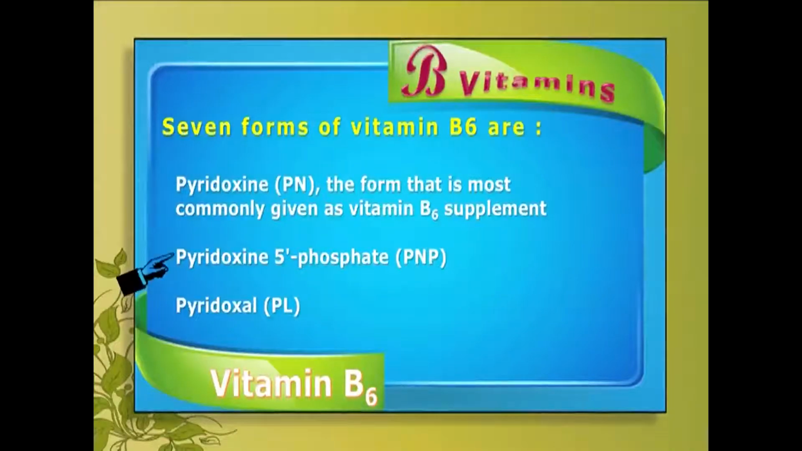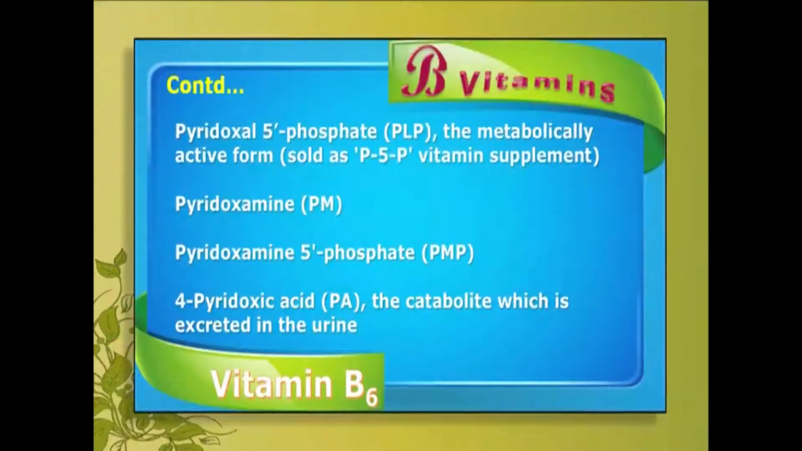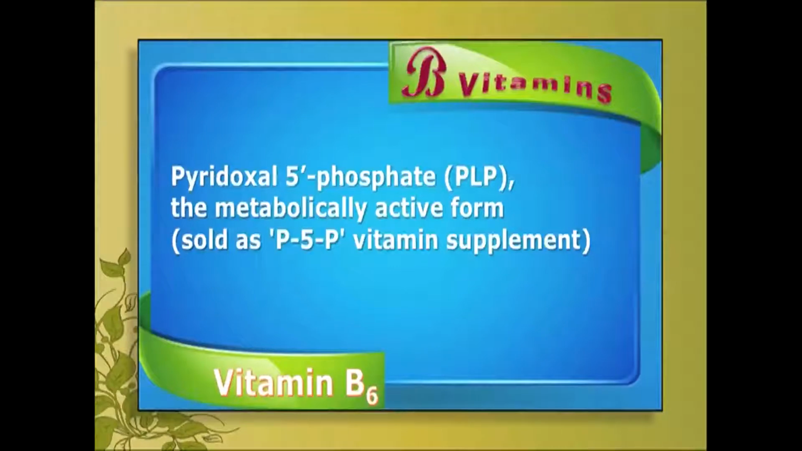There are several forms of vitamin B6 in the human body. They are pyridoxine, pyridoxine 5' phosphate, pyridoxal, pyridoxal 5' phosphate, pyridoxamine, pyridoxamine 5' phosphate, and pyridoxic acid, which is the catabolite form excreted in the urine. However, of these 7 forms, pyridoxal 5' phosphate or PLP is the most metabolically important form. Now, the functions of vitamin B6 include transamination and decarboxylation reactions. Pyridoxal phosphate is mostly associated with the enzymes that are responsible for catabolism of amino acids.